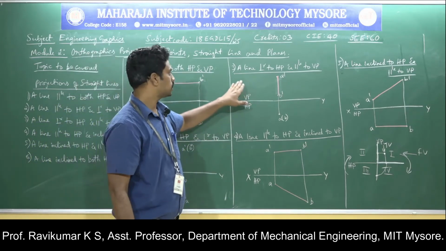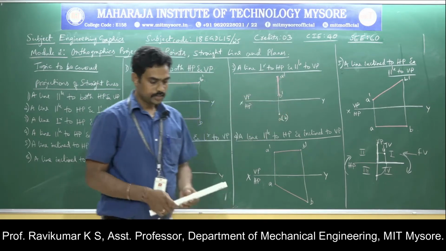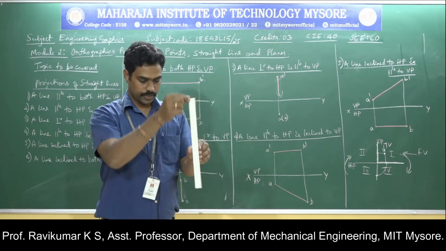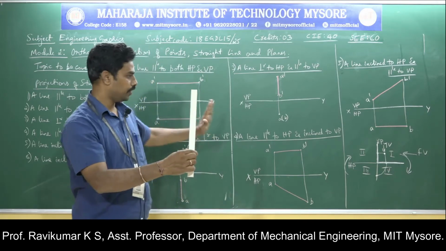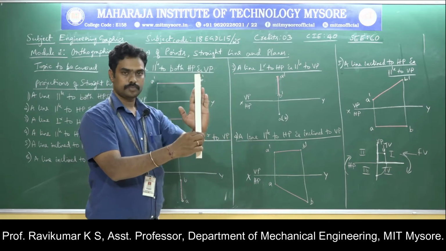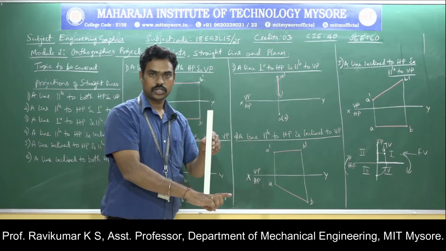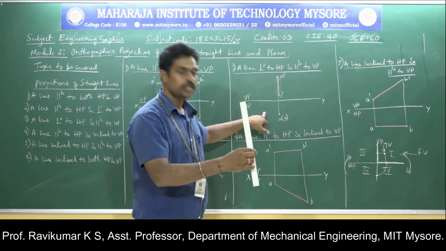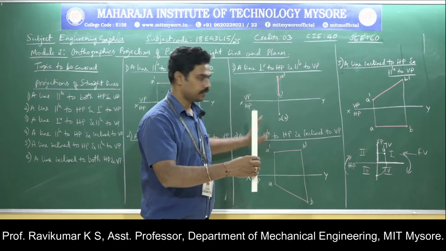Now the third case is a line perpendicular to HP and parallel to VP. So this is the position. In this position it is perpendicular to the horizontal plane like this and parallel to VP. The distance from this point to VP and this point to VP is same. So it is parallel to VP and it is perpendicular to the horizontal plane HP. Now try to imagine the views, top view as well as the front view.